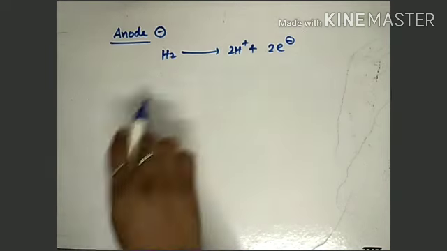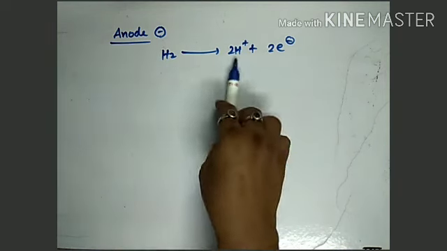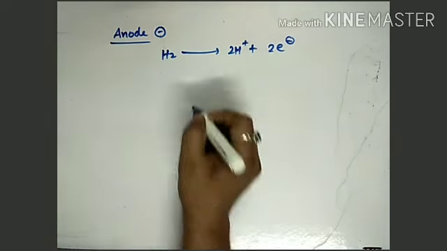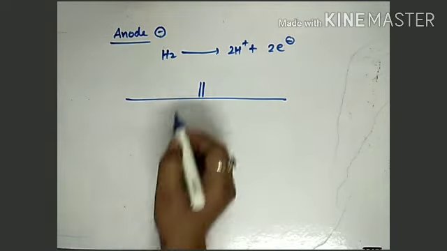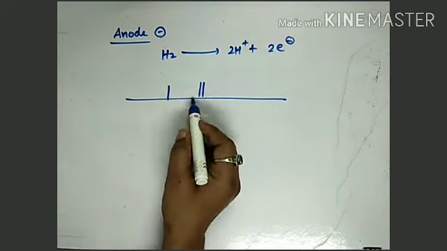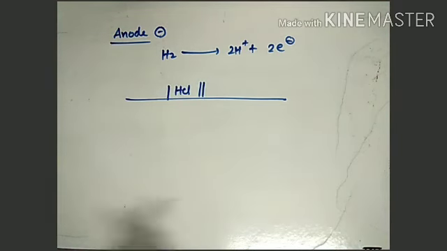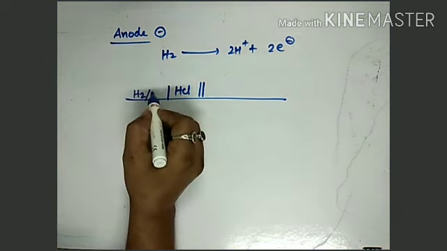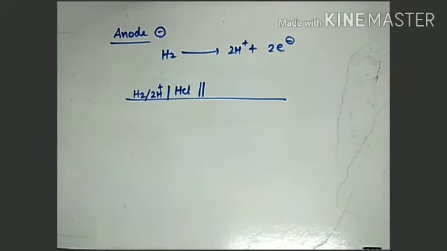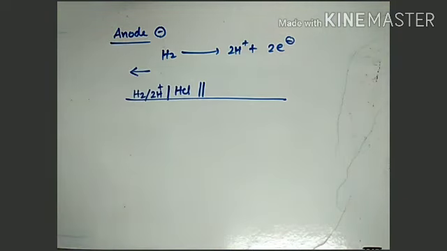You see that at the anode, where the oxidation reaction is taking place, H2 turns into 2H plus and 2 electrons are released. So you have to mention 2 lines here, which is the salt bridge. And of course there is the electrolytic solution, that is 1 molar HCl. And you have to mention that H2 turns into 2H plus in this manner. So this will be the anodic reaction because it is on the left hand side.